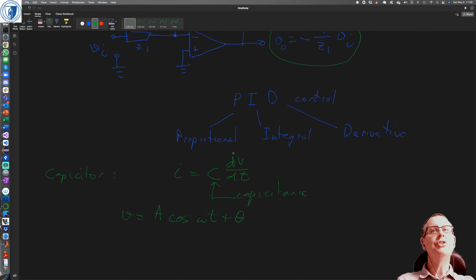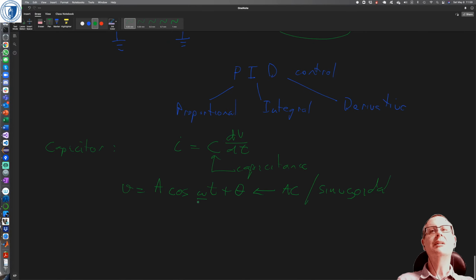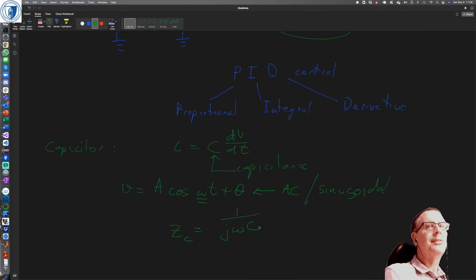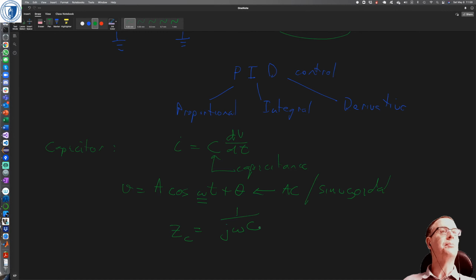Because the relationship between voltage and current is now a derivative relationship, but we're interested in AC or sinusoidal signals, we can think about just operating at a particular frequency, and we get that the impedance of the capacitor is just 1 on j omega C.